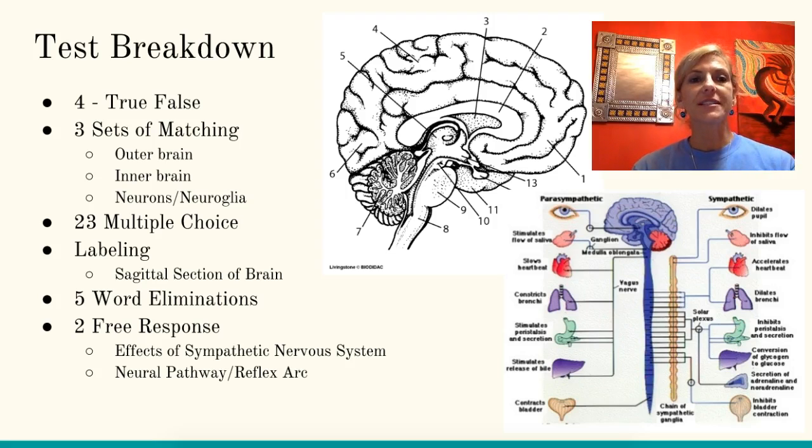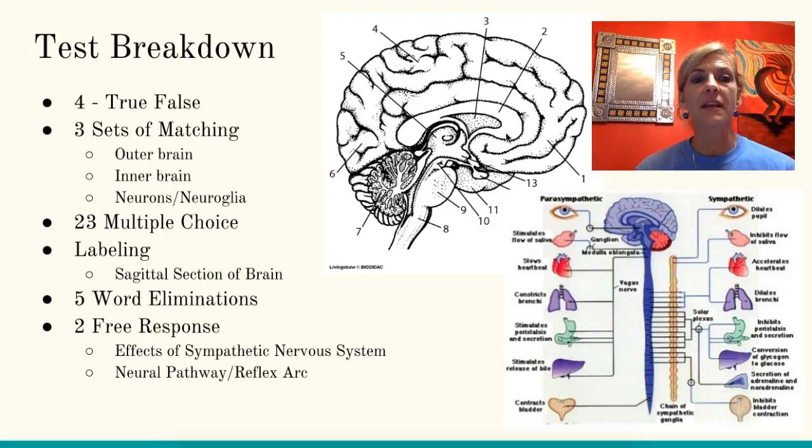We have 3 different sets of matching. So one set has to do with the outer brain, so the cerebrum, right? And we talked about lobes of the cerebrum. We named a couple specific features. The second one has to do with the inner brain, which is what you can see in this graphic here. And the third one has to do with neurons and neuroglia. So for that, I would go back and look at those 2 quizzes you took. One of those quizzes had to do with neurons and neuroglia. So if you think you could make a matching out of that, identify the neuron or neuroglia and identify its function or characteristic description. 23 questions are multiple choice.